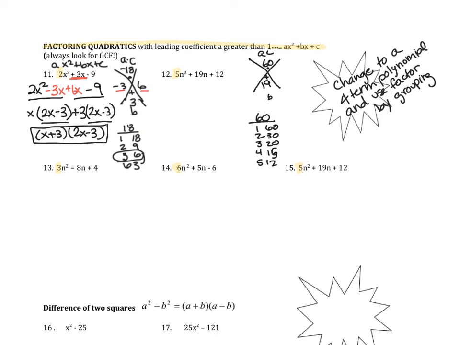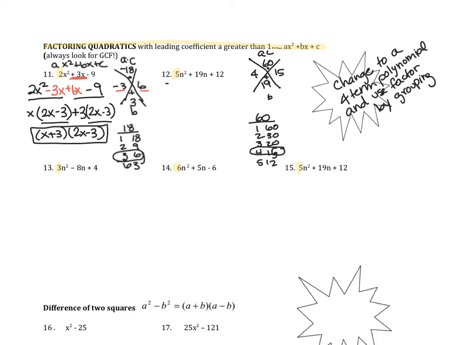But let me go back. My bottom number is a 19. And I just noticed that 4 and 15, when I add them, equal 19. So I can stop listing my factors because I found the two I want. 4 times 15 is 60, and 4 plus 15 is 19.